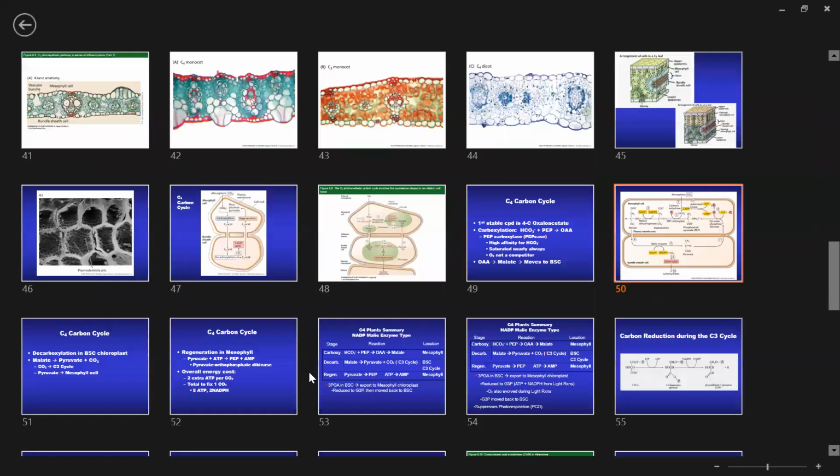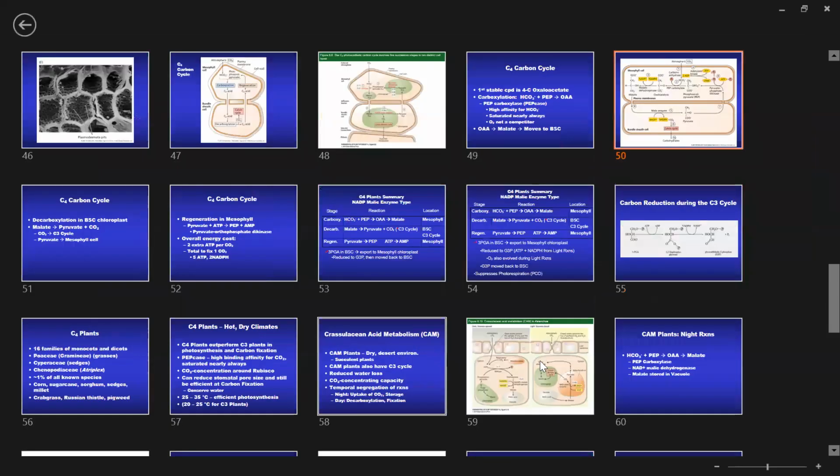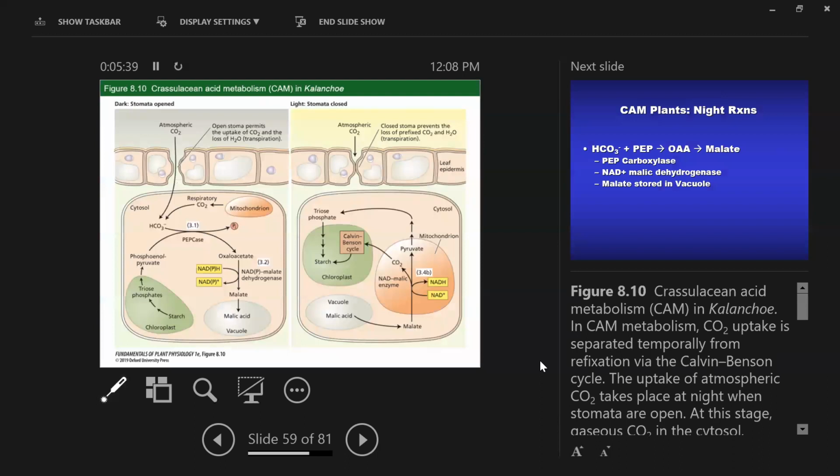So CAM compared to C4. Here we have the CAM idea. It's all happening in the same cell. You don't have that physical separation, but you certainly do have what's going on at night versus what's going on during the day.